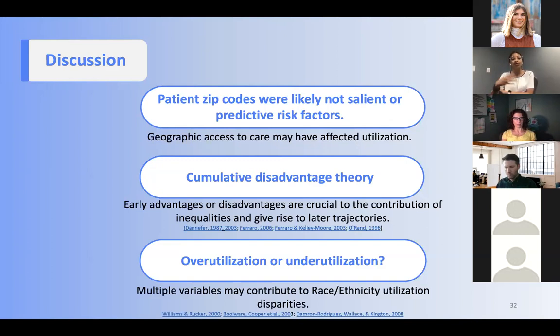Multiple variables may contribute to race and ethnicity utilization disparities. Some interpretations about that would be, one, white patients could be overutilizing.